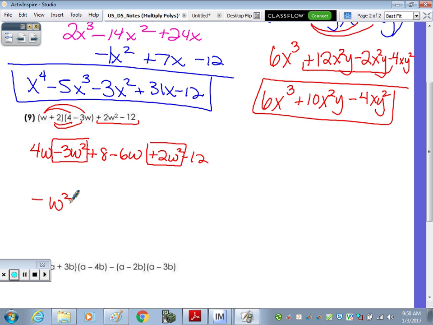Who can tell me the next term in our answer? Combining the W's now, what would be the term or the coefficient in front of the W? We have a positive 4W minus 6W. Negative 2. Good. So minus 2W, and then a positive 8, and then a negative 12 would be a negative 4.